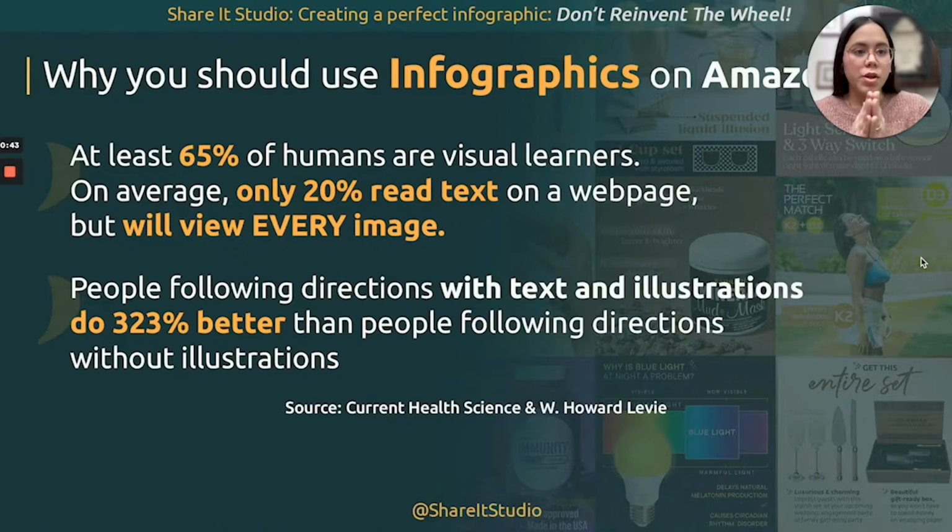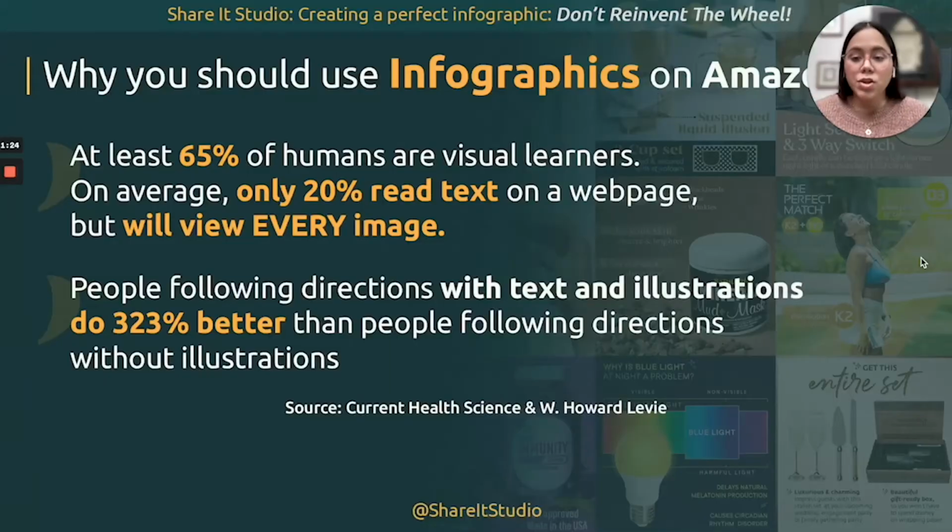Why should you use infographics on Amazon? You have to understand that we humans are visual learners. On average, only 20% of us read text on a web page. This means they will view every single image. For example, in our video about A+ content, I explained that text is important, but it is not the most important thing. You have to focus on the images that make the product the center of attention, and the same principle applies to infographics.